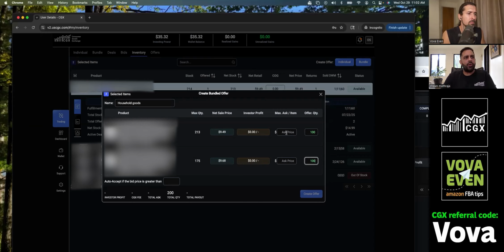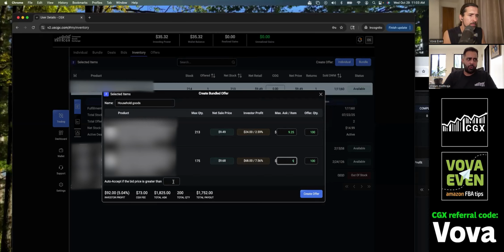And I'm going to put 100 of each, and I want $9.25 for this one, and I want $9 for this one. So that's a total of $1,825 that I'm asking for 200 pieces between the two SKUs. Minus CGX fees, the total payout to me would come to 1752. That's how much I would receive in cash today in real time if someone was to take the bundle.